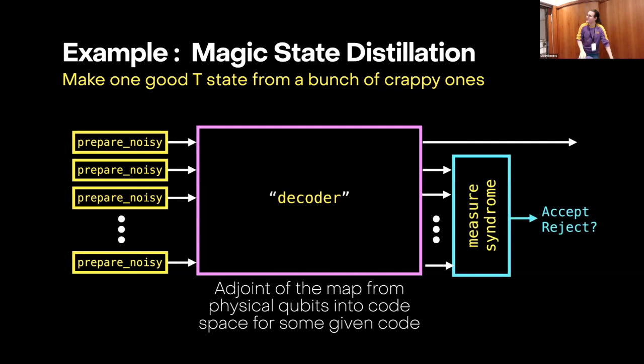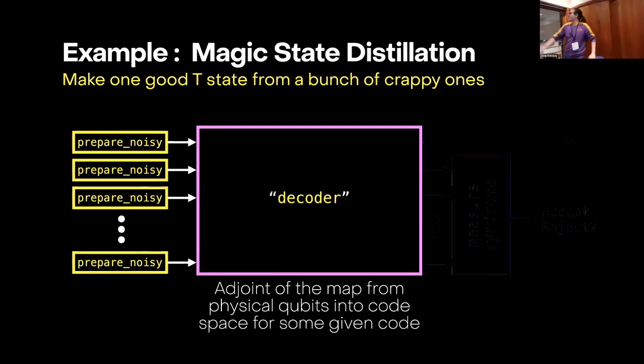And then we will get out one good state, hopefully, and the rest of these qubits, we will measure them all and look at all of them. If everything is zero, then we know that we succeeded in making this state. Otherwise, we want to start again.